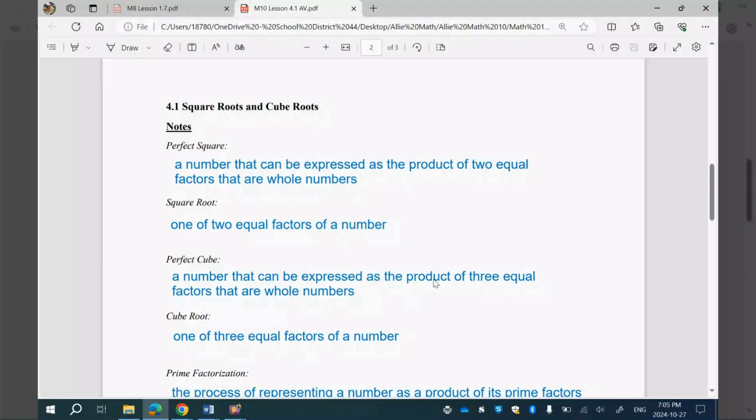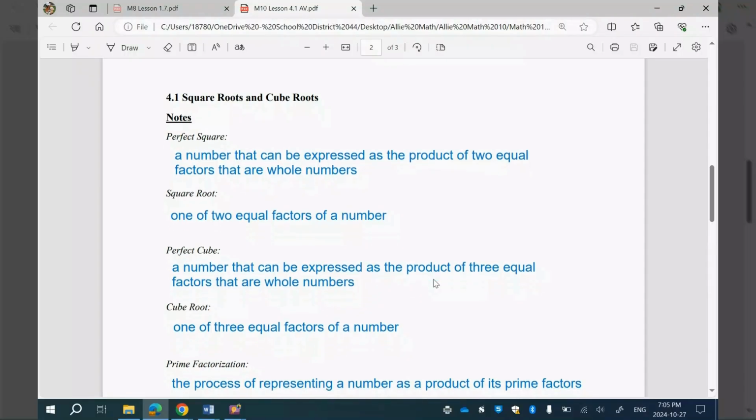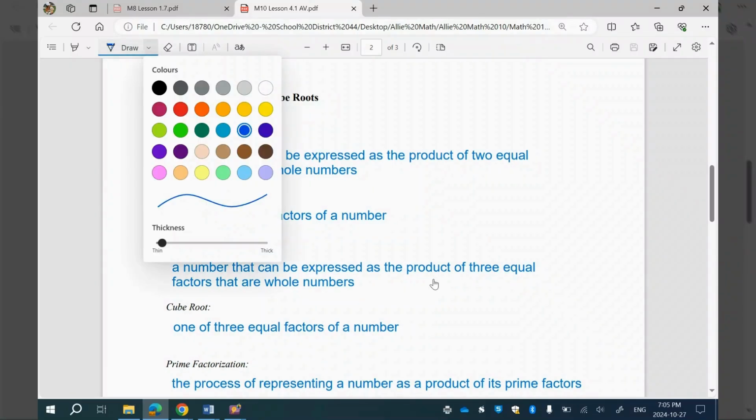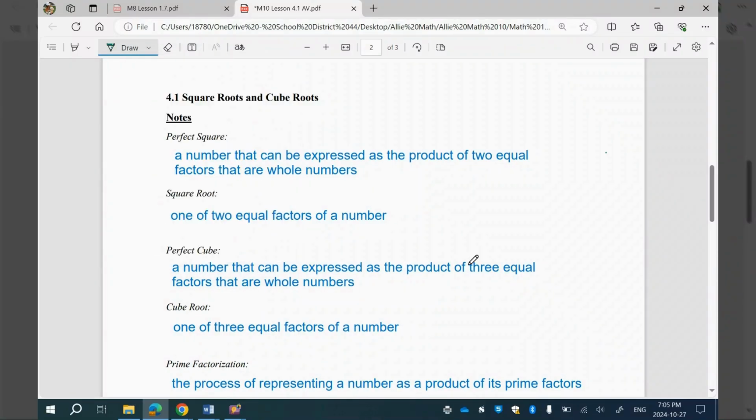Everybody, here we are, chapter 4, exponents and radicals. This is 4.1, squares, square roots and cube roots. A few notes before we get started: I put all the definitions in blue. I typed them out so you don't have to read my printing.